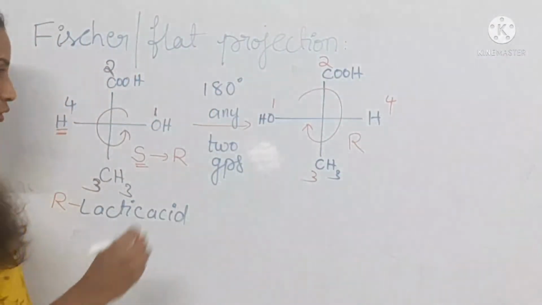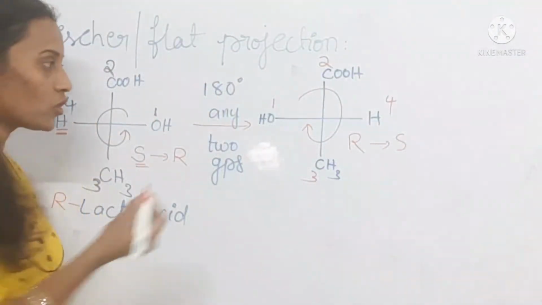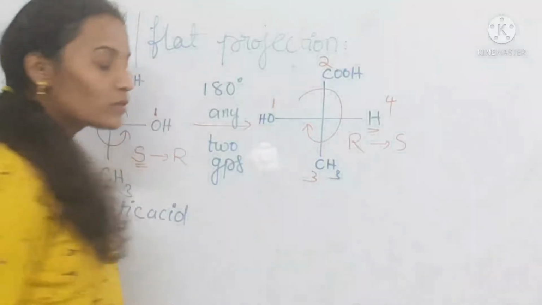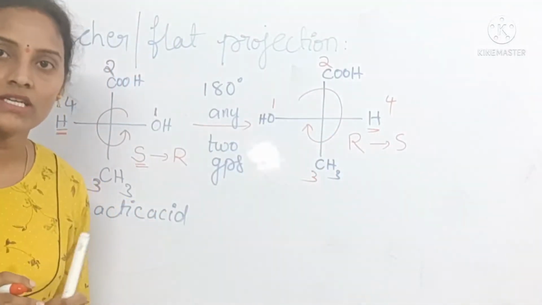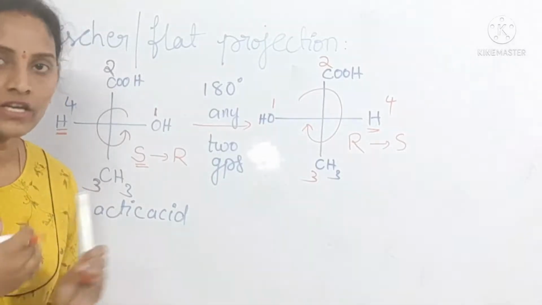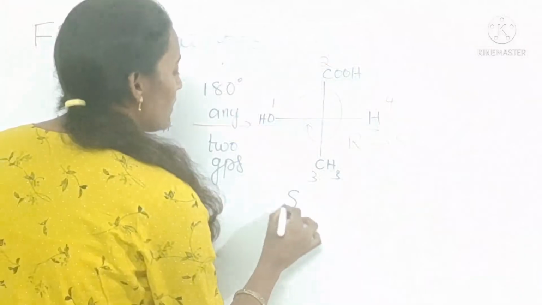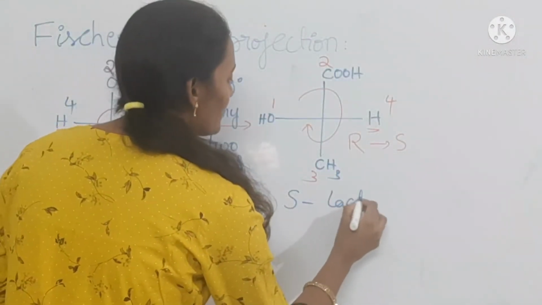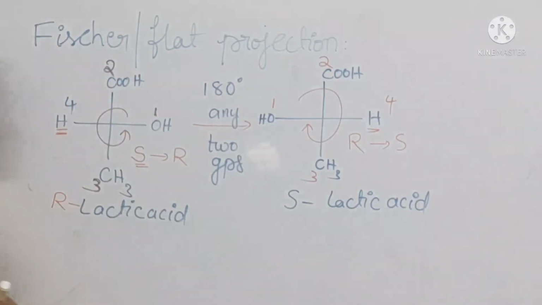But here also R becomes S. Why does it become S? Because the least preferable group is on a horizontal line, so the configuration will be reversed. So which lactic acid is this? This is the S lactic acid. Okay, this is the S lactic acid, this one is the R lactic acid.